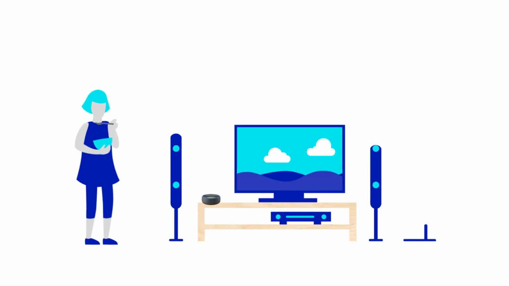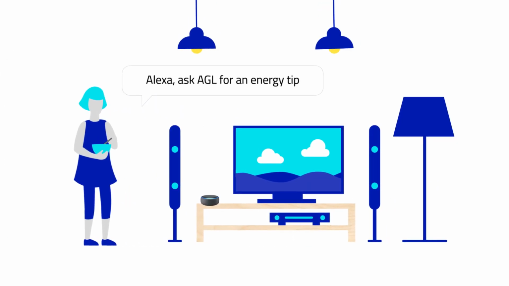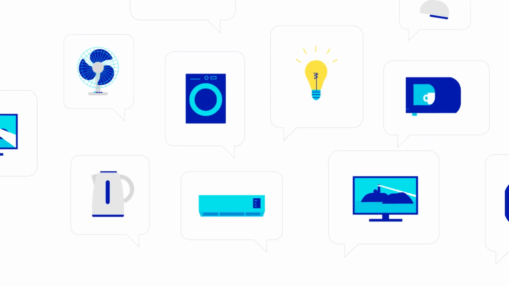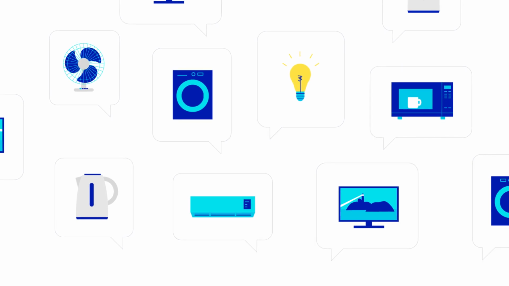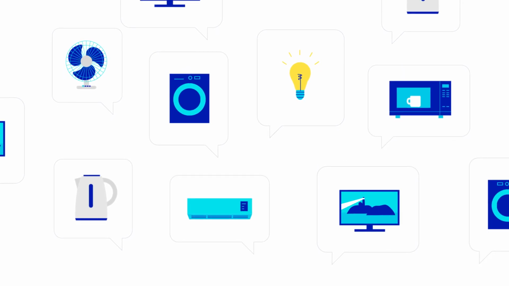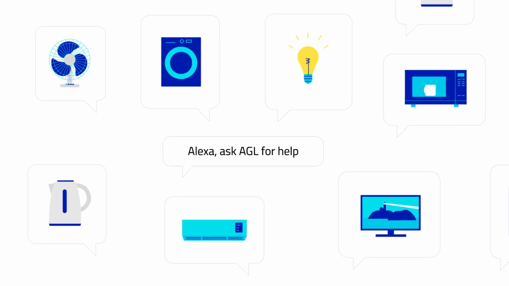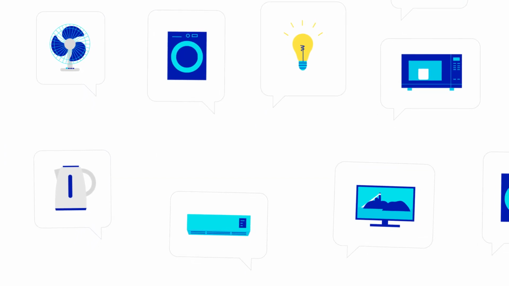Or wondering how you can save on energy? "Alexa, ask AGL for an energy tip." There are over 70 energy saving tips for around the home. And if you're ever stuck on what to ask or how to ask it, simply say, "Alexa, ask AGL for help." Alexa will then prompt you for the right question to ask.